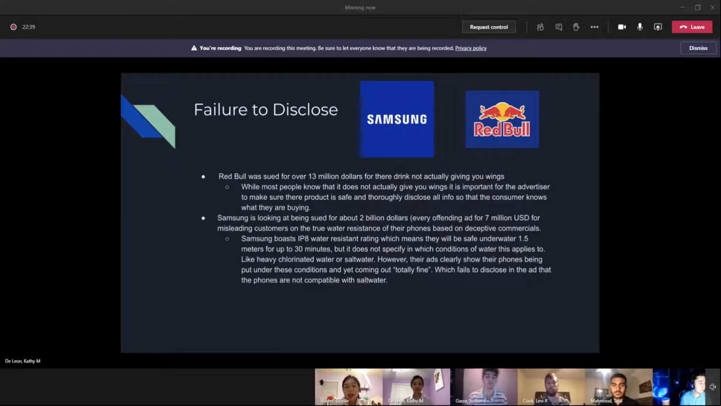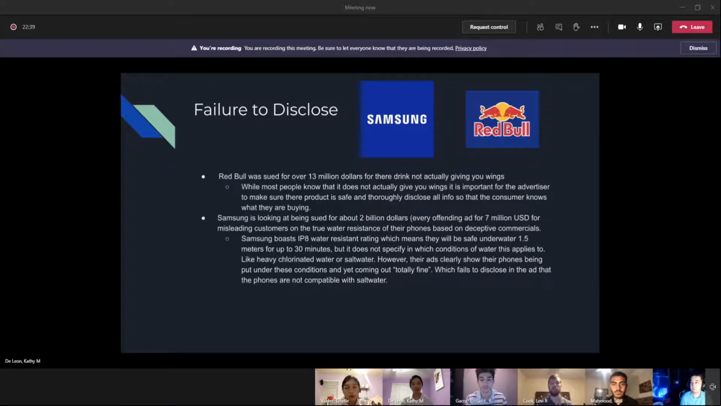Another example would be a big name company, Samsung, which was sued for $2 billion because they ran a commercial basically saying that their phones were water resistant. But the reason behind this was they boasted an IP68 water resistant rating, which basically means that the phone can be underwater up to 1.5 meters for up to 30 minutes. But they don't disclose what type of conditions.